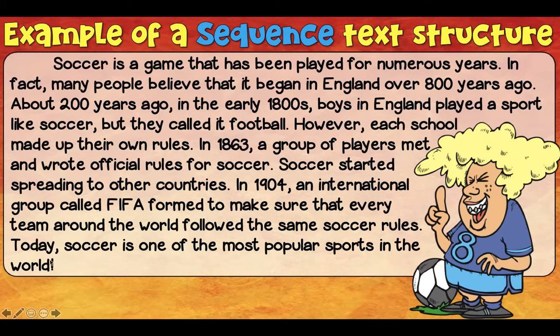So we go through the sequence of events here. We have 800 years ago, 1800s, 1863, 1904, and then today. So it goes in time order of events and how they happened. That makes this a sequence text structure example.